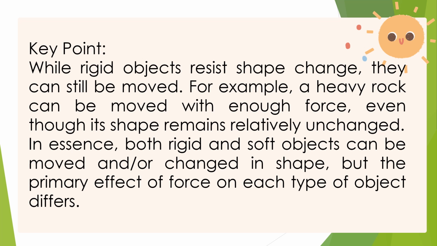Here is the key point. While rigid objects resist shape change, they can still be moved. For example, a heavy rock can be moved with enough force. Even though its shape remains relatively unchanged, in essence, both rigid and soft objects can be moved and or change in shape, but the primary effect of force on each type of object differs.